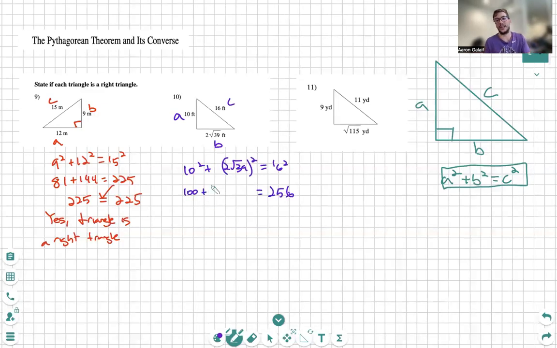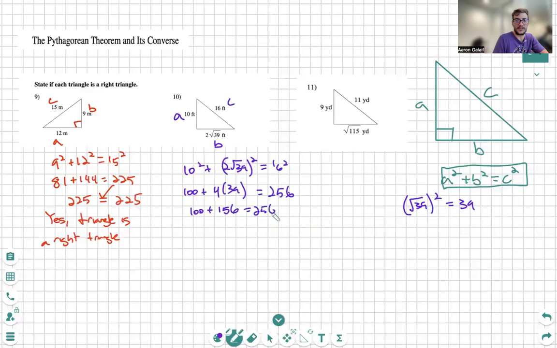Now, when we're squaring a number that has a square root involved, we have to be careful. We square the first number, which is 4. And then when we take the square of a square root, it will cancel the square root and leave whatever's on the inside. So we have 4 times 39. Well, 4 times 39 is 156. 100 plus 156 is 256. And we can see the left side is equal to the right side. Bam. Yes, right triangle. Yes, it is a right triangle.